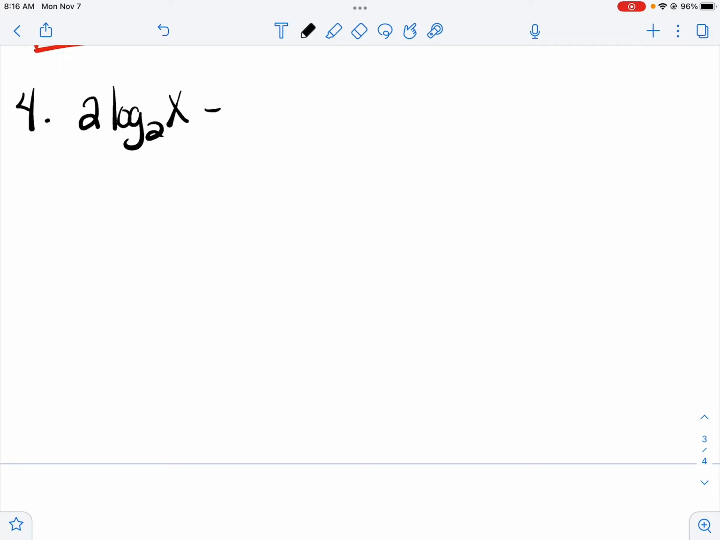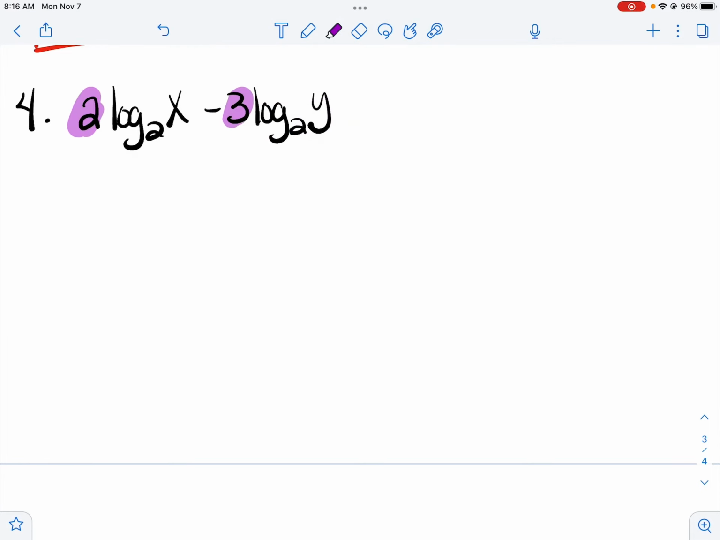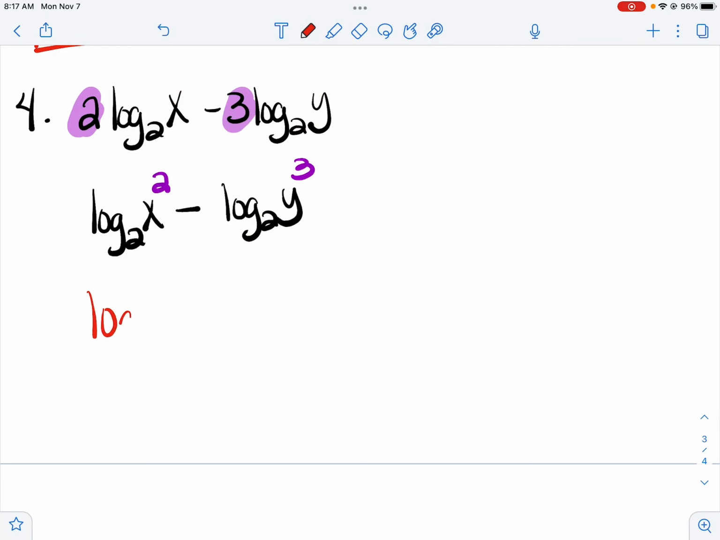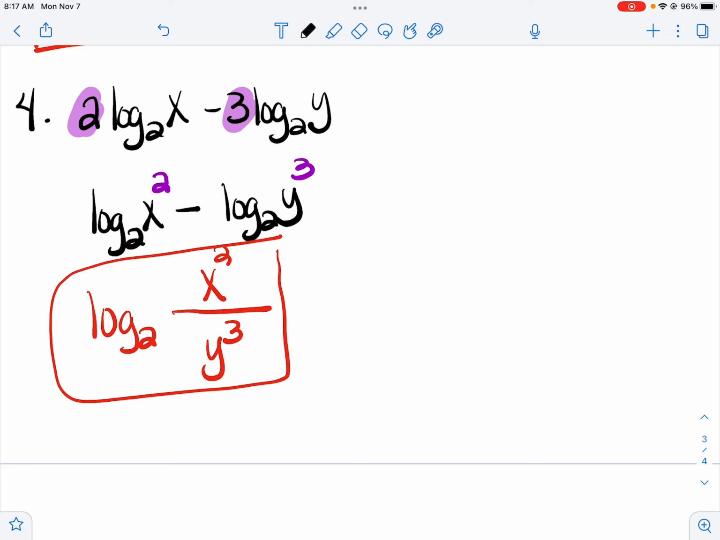We have 2 log base 2 of x minus 3 log base 2 of y, and we're asked to rewrite this as a single logarithm. The coefficient of the logarithms becomes our power. And so this would be log base 2 of x squared minus log base 2 of y cubed. Then I write my log base 2. The x squared is positive, or that term is positive, so the x squared goes on top. The term with the y cubed is negative, and so the y cubed goes on bottom. And if possible, you would simplify from there.